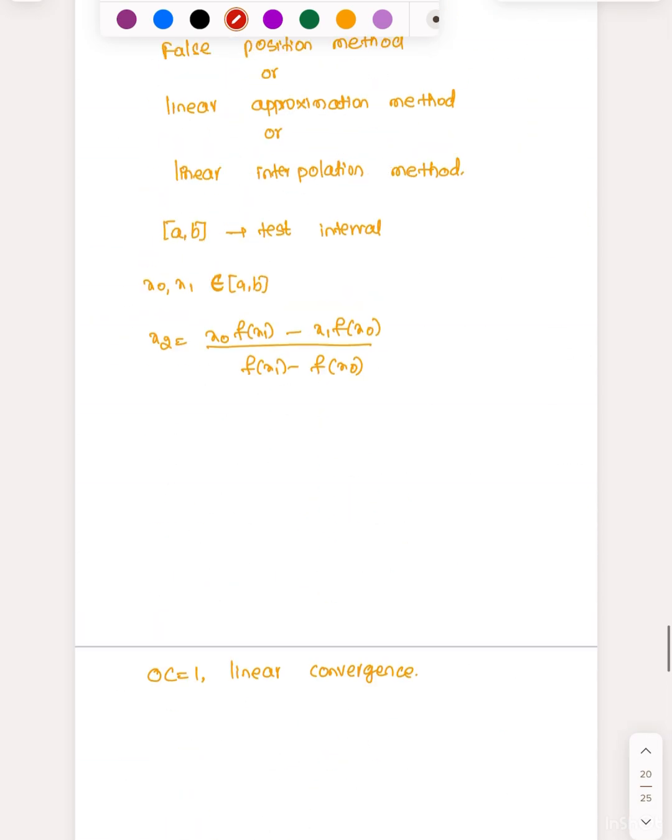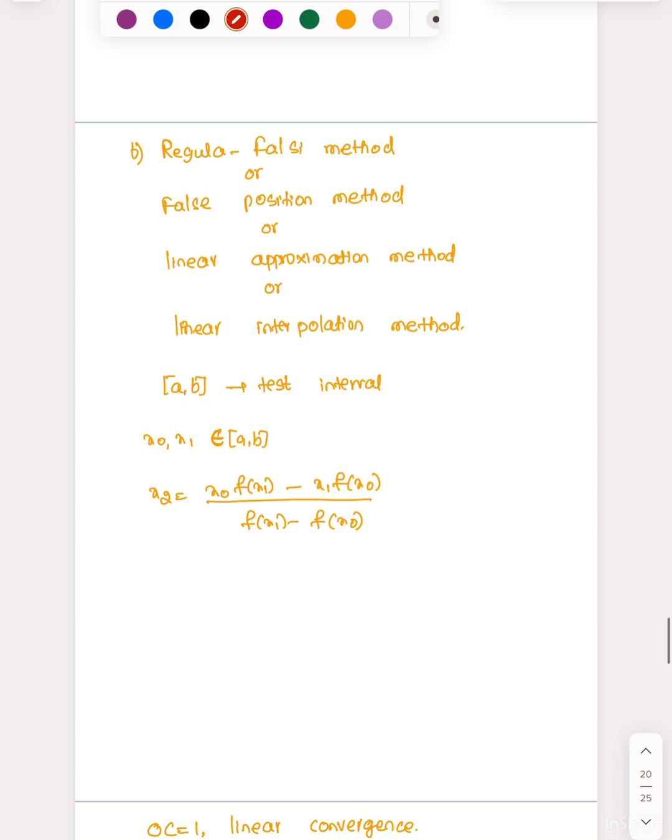Now we will see another bracketing method, that is called regula falsi method. Sometimes regula falsi method is also called as false position method, linear approximation method, or linear interpolation method. Here also we will be having the test interval which is obtained from intermediate value theorem. So here also we are putting f of x equal to 0, which is the given problem.